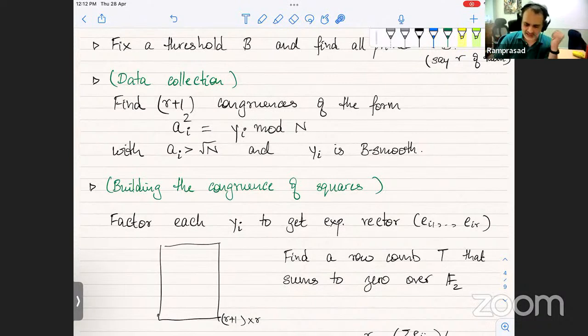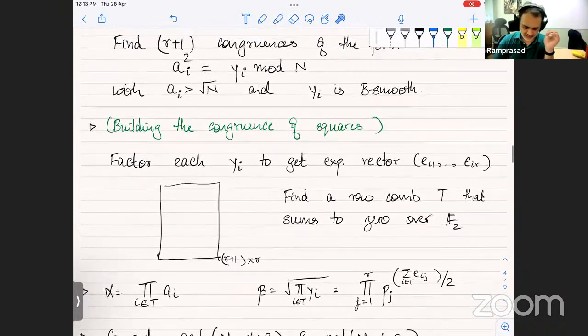And then there is building the congruence of squares. Now you factor each of these yi's, because you're promised that these yi's were b smooth. You get a bunch of exponent vectors, and you do Gaussian elimination on this matrix to find a suitable combination T such that it sums to 0 over S. And then your alpha is easy, which is just the product of these ai's. This is the left-hand side.